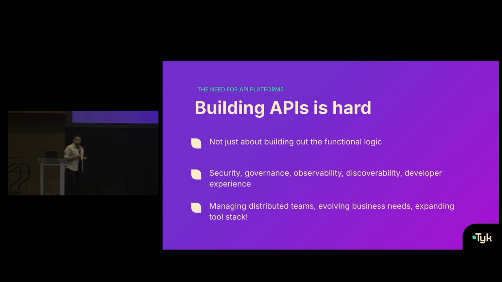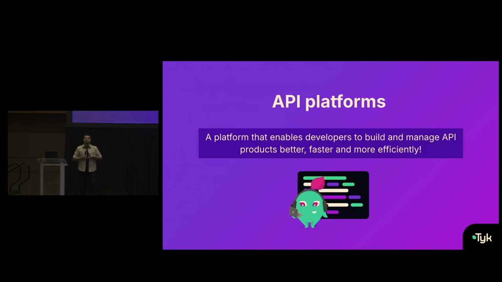To add to that, you also have to think about things like distributed teams and how you're going to be managing all of that, your changing and evolving needs of your businesses, and an ever-expanding tool stack. So with that, the solution to some of these problems, if not all of these problems, tends to be something called the API platform. Some of you might be familiar with it. And at the heart, at the core of it all, an API platform is a platform that enables developers to build and manage API products better, faster, efficiently.